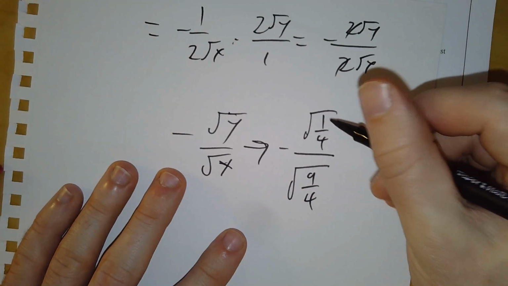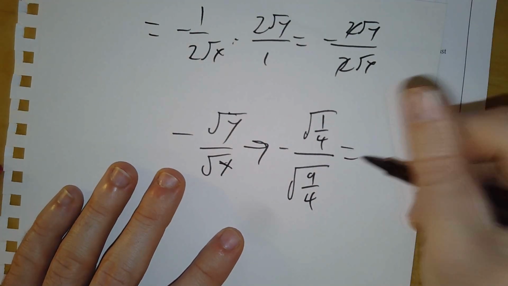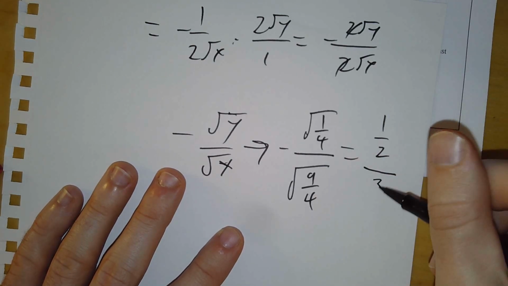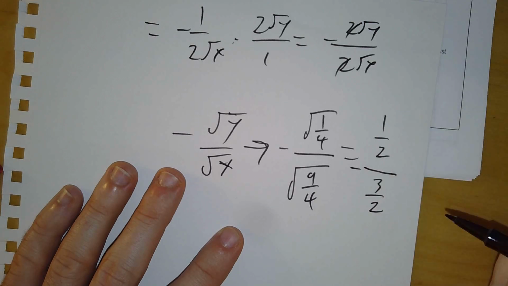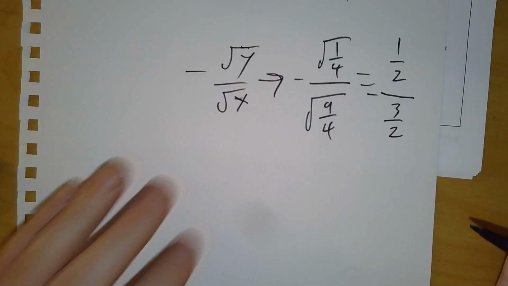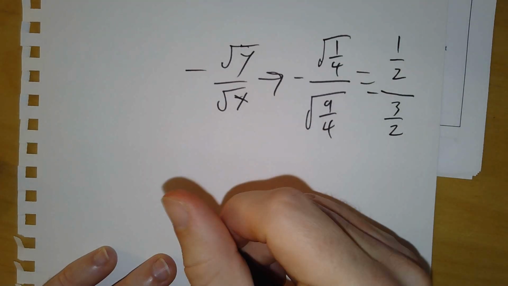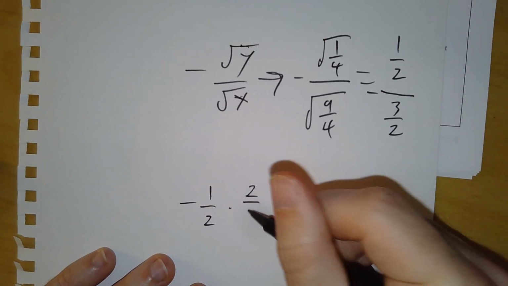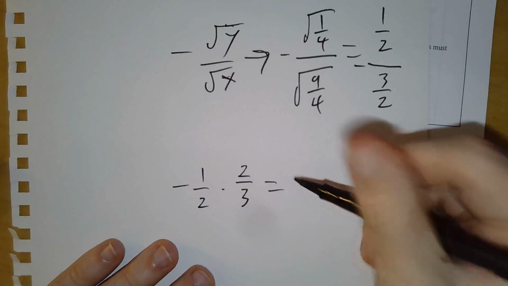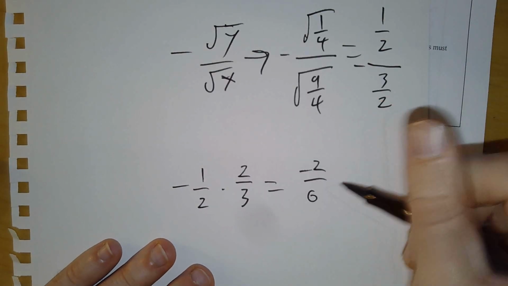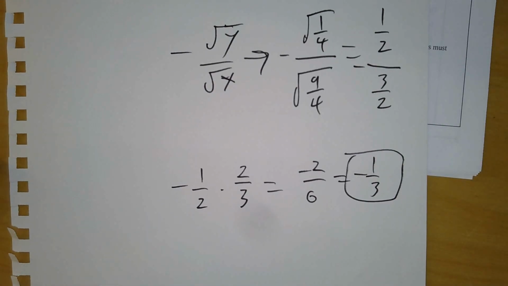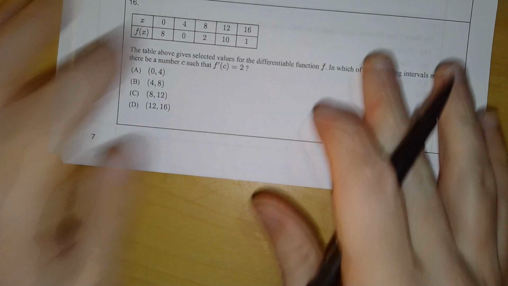Square root of 1/4, you just square root top and bottom. It's going to be 1/2. Square root 9 is 3, square root 4 is 2, so it's negative 1/2 over 3/2. Another complex fraction. You're just going to do negative 1/2 times the reciprocal at the bottom, which is 2/3. So it's negative 2 over 6, which is negative 1/3. Okay, I'll go over that one again.